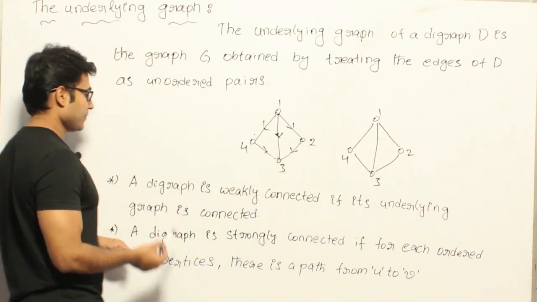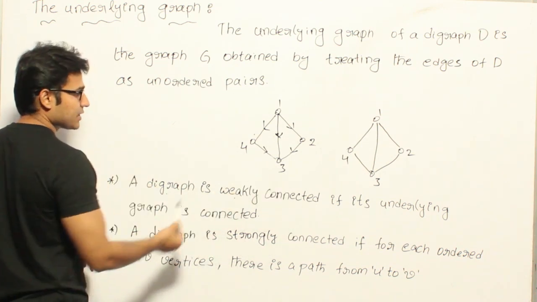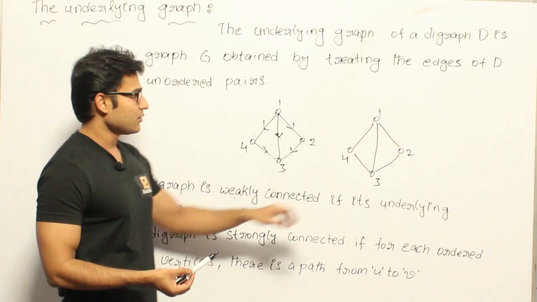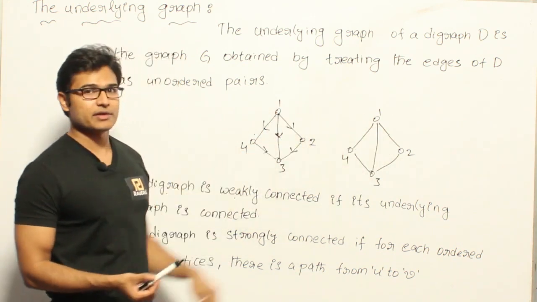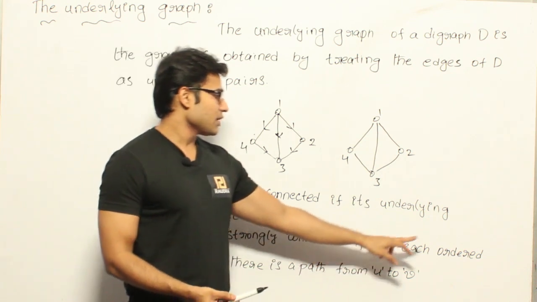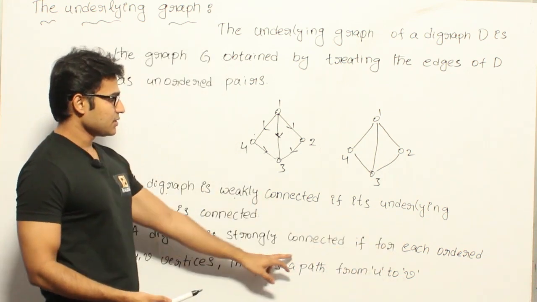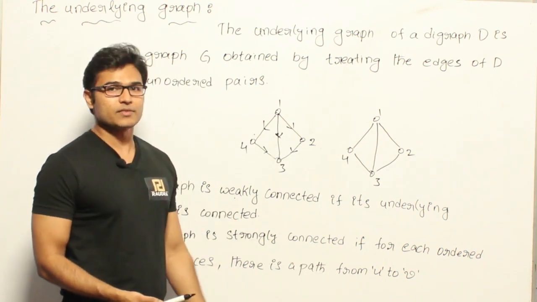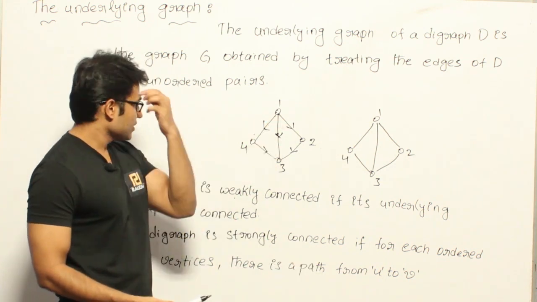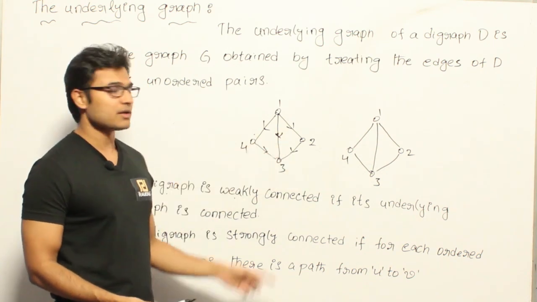Now let's see the definition. A digraph is weakly connected if its underlying graph is connected. Got it? Which means this is connected but this one is not connected. Now a digraph is strongly connected if for each ordered pair u comma v of vertices there is a path from u to v. So which means in this case, if there is a path from u to v for every pair, then we can say that it is strongly connected.